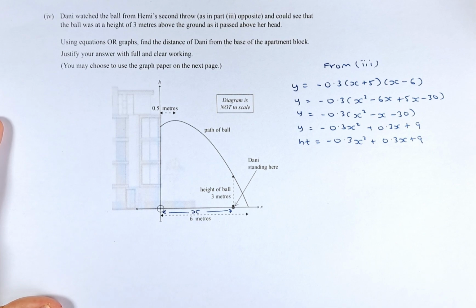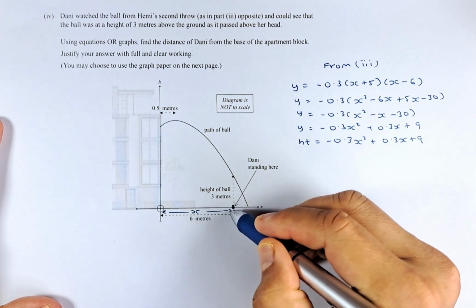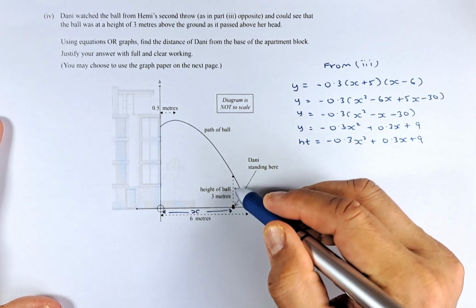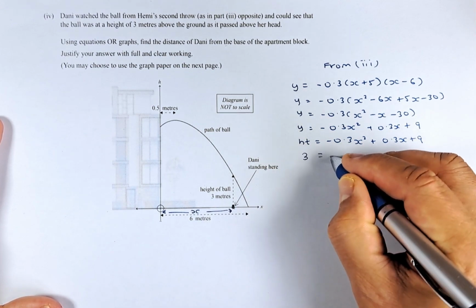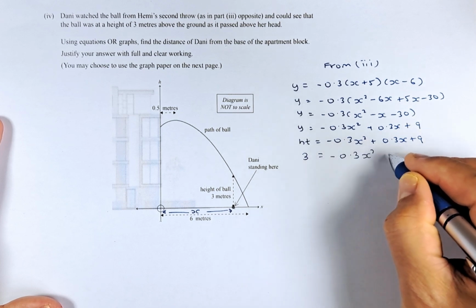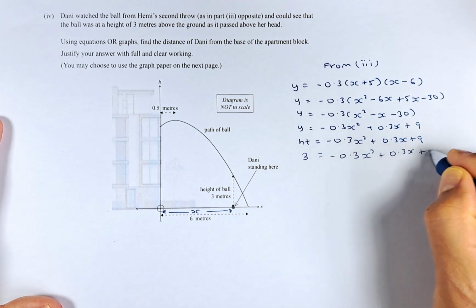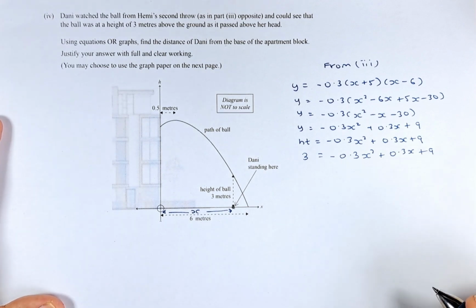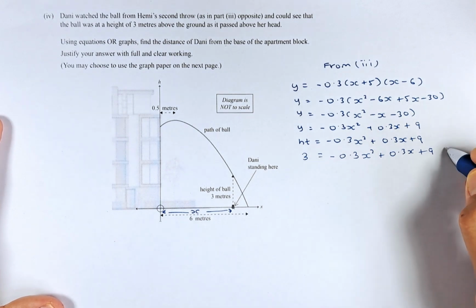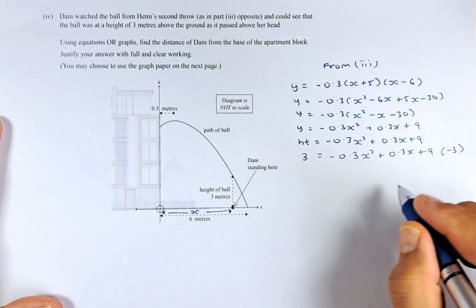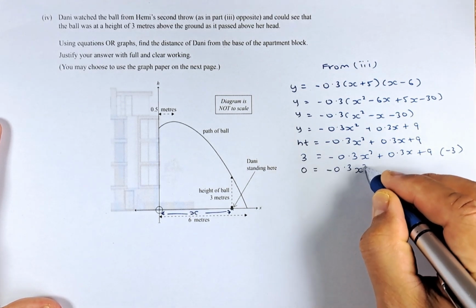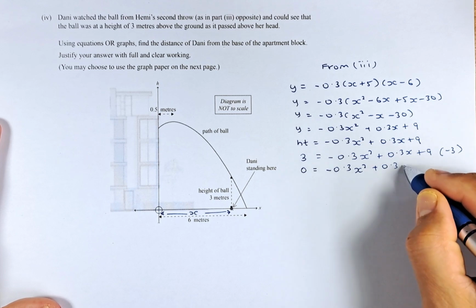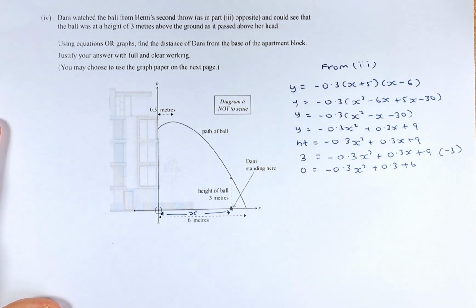So now they said that Dani is x meters away and the height of the ball was 3. Okay, so height for Dani is going to be 3. So we substitute height equal to 3, equal to negative 0.3 x squared plus 0.3x plus 9, and we need to solve for x, and that will be the answer. If you can get it right, that will be an excellent. So what we do now, we're going to minus 3 across the whole equation, because we're going to get rid of the 3, so this becomes 0, equals minus 0.3 x squared plus 0.3x plus 6.